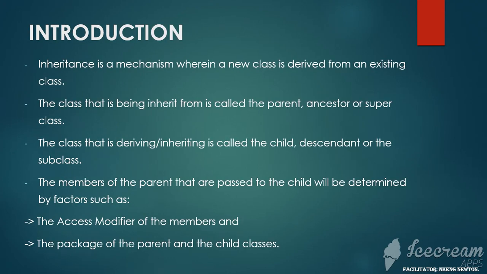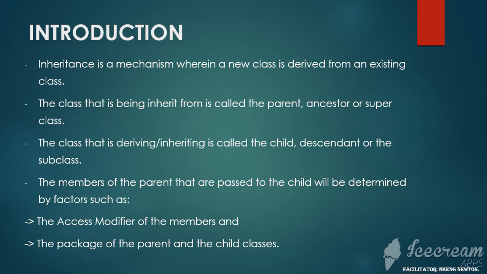So now, what is inheritance? Inheritance is a mechanism wherein a class is derived from an existing class. That is basically how inheritance is defined. With inheritance, you have a certain class called the parent, the ancestor, or the superclass, and then you have another class called the child, the subclass, or the descendant. The subclass inherits properties and behaviors from the parent class or superclass.